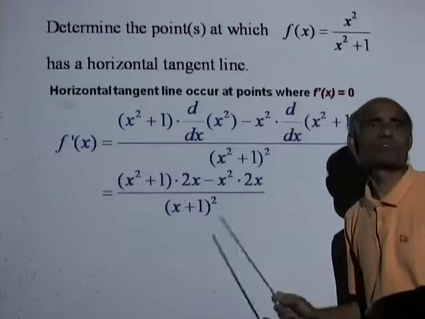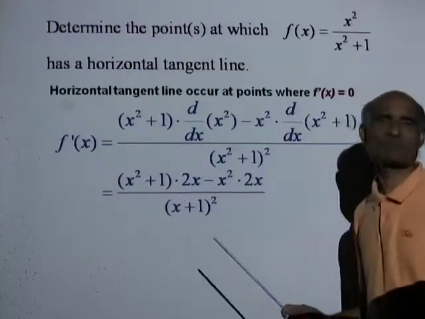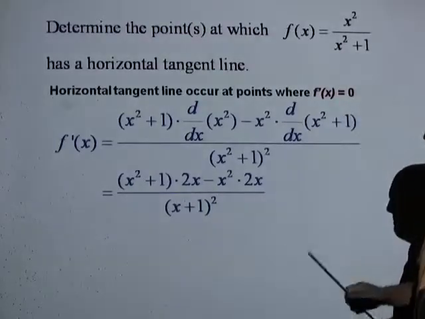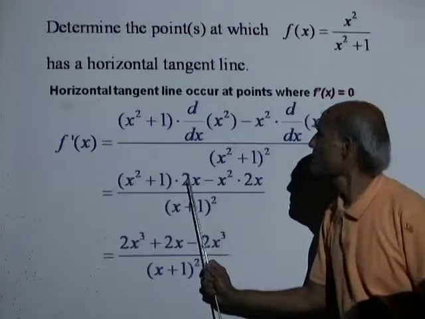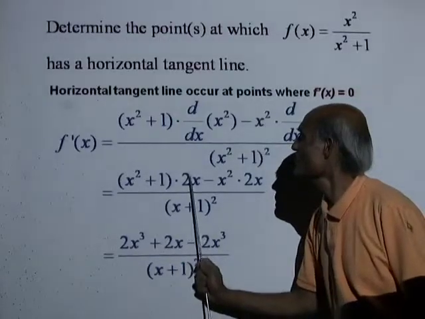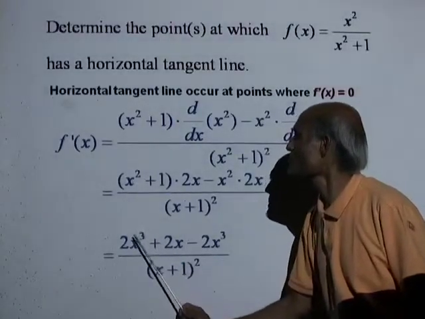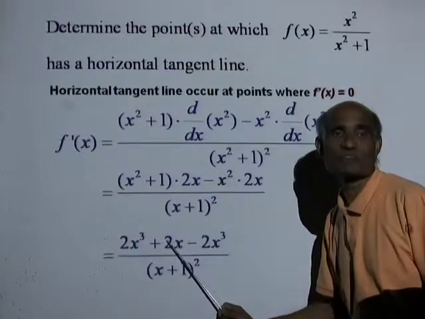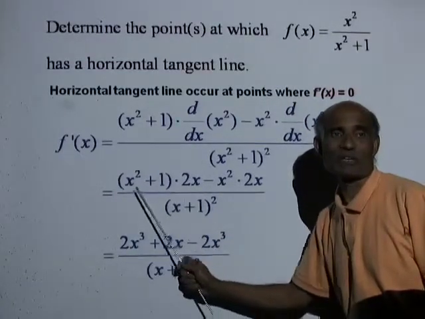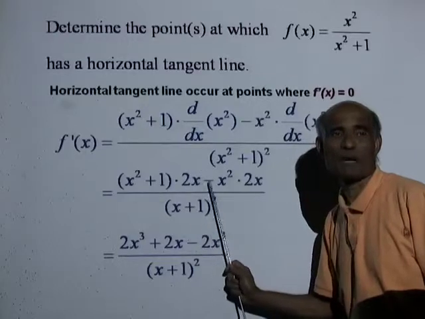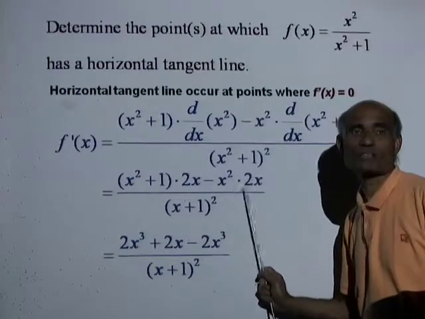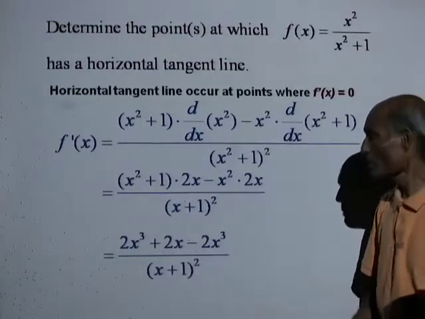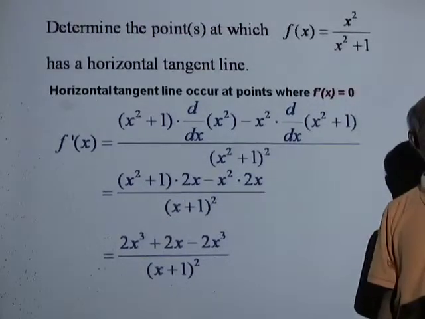All you need to do is set this equal to 0. But in order to set this equal to 0, you need to simplify that. So let's do that. Distribute that 2x. 2x times x squared is 2x cubed. 2x times 1 is 2x. And that will be that term multiplied. Minus x squared times 2x is minus 2x cubed, all over x squared plus 1, all squared.